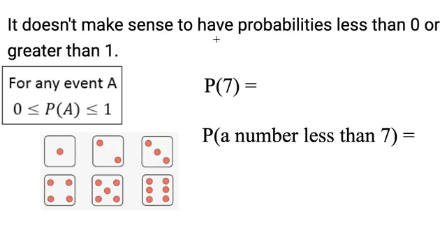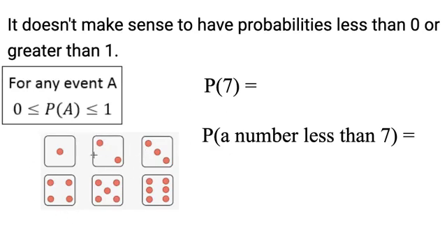Now, it doesn't make sense to have probabilities less than 0 or greater than 1, because if the probability is 0, that means it never happens. And if the probability is 1, that means it always happens. Notice if we convert the number 1 into a percentage, well, 1 equals 100%. So if the probability is 1, it happens 100% of the time. So to summarize that, for any event A, the probability of A is in between 0 and 1, including 0 and 1.